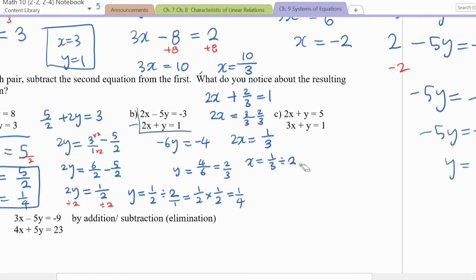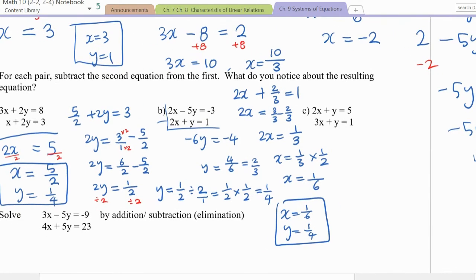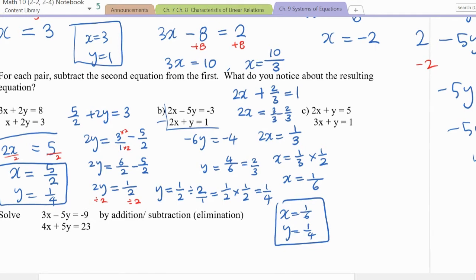Then dividing by 2 is the same as multiplying by 1 over 2. Then x is 1 times 1 is 1, 3 times 2 is 6. So x is 1 over 6. Y is 1 over 4. So this is the answer for letter B. Okay? So this is how you solve using the elimination method.